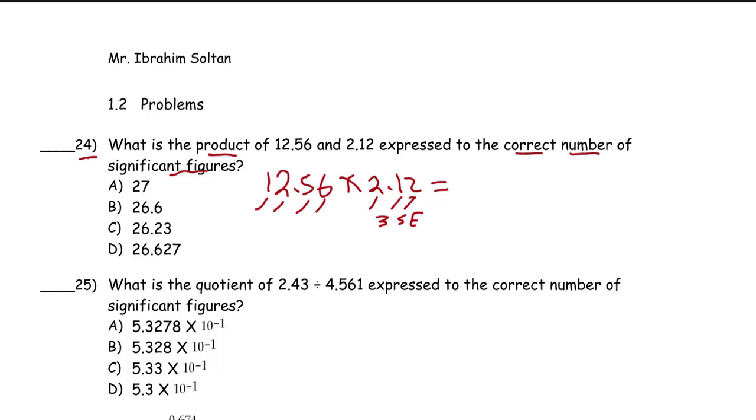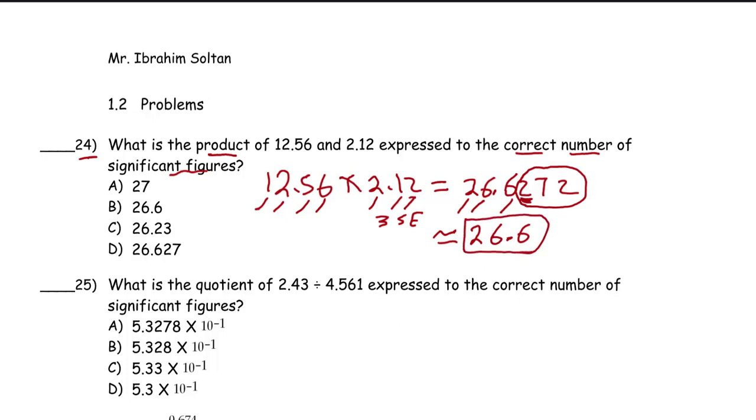The answer on the calculator equals 26.6272. I need to reduce the number to 3 significant figures. So this is 1, 2, 3, and this is 2, less than 5. So we cancel all of that. So the answer will be 26.6. This is letter B.